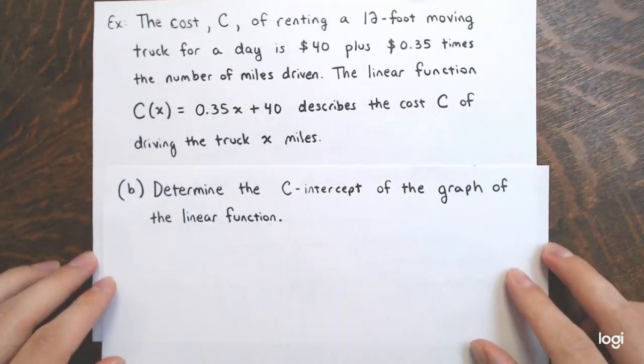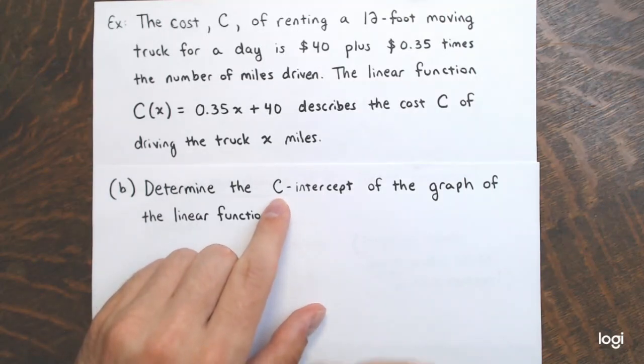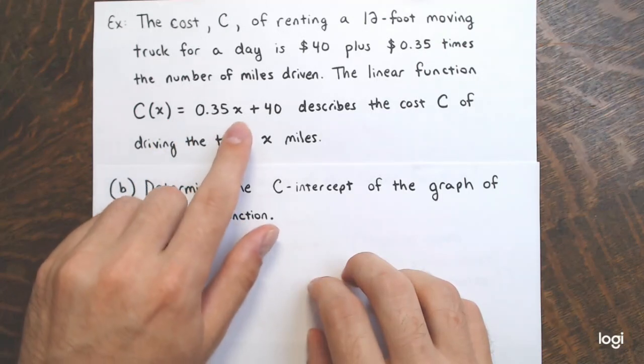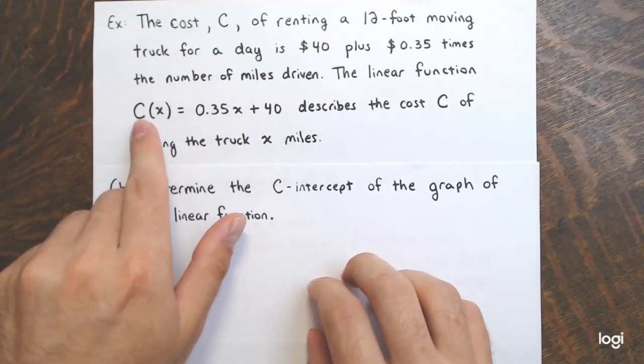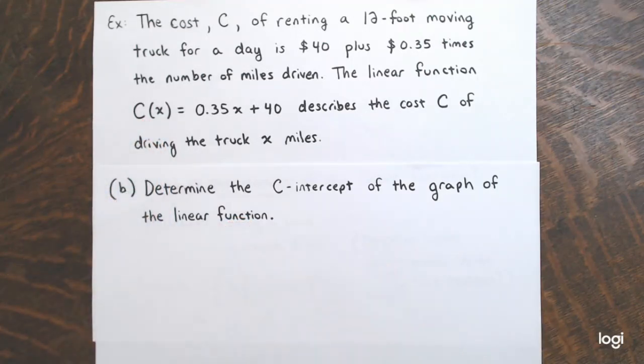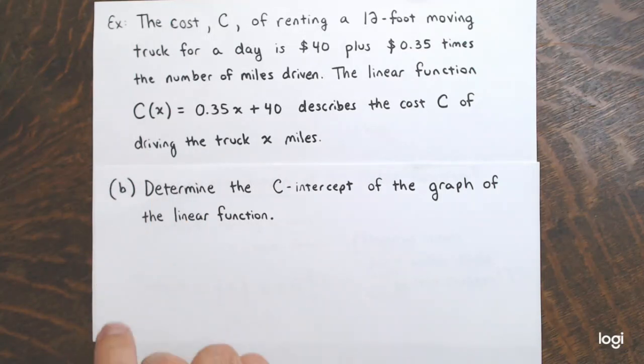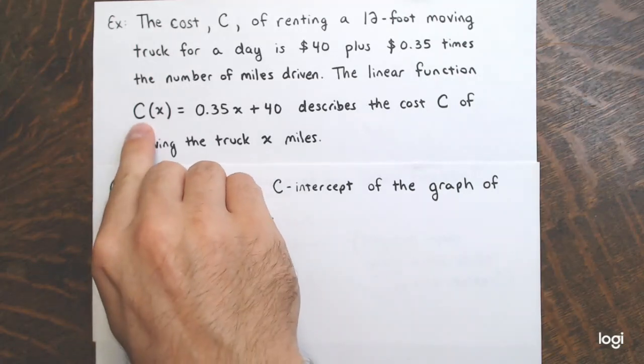asked to determine the c-intercept. Notice, it's not x-intercept or y-intercept. My input is x. My output is c. So c is just like y normally, right? You're probably more used to x and y in an equation. And we're going to make a graph later with a horizontal axis and a vertical axis. And the horizontal axis is typically reserved for the independent variable or the input variable, which is x. And then the vertical axis, the one going up and down, will be reserved typically for the dependent variable or the output variable, which in this case is c.